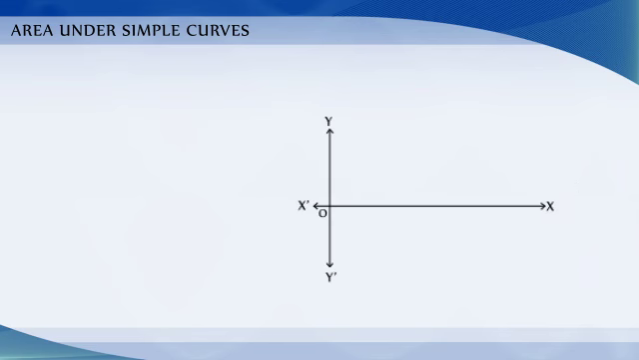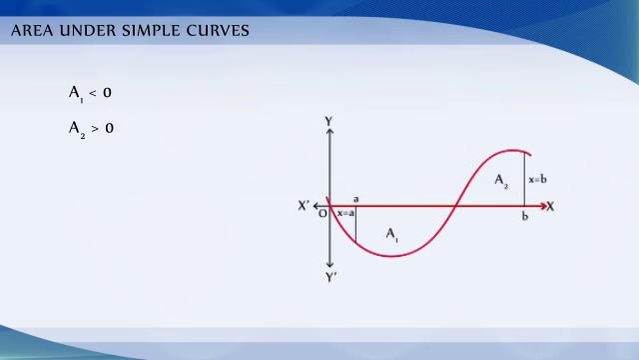Generally, we get some portion of the curve above the x-axis and some portion below the x-axis. That is, A1 can be less than 0 and A2 greater than 0. Therefore, the area A bounded by the curve y is equal to f of x, x-axis, and the ordinates x is equal to a and x is equal to b is given by A is equal to modulus of A1 plus A2.